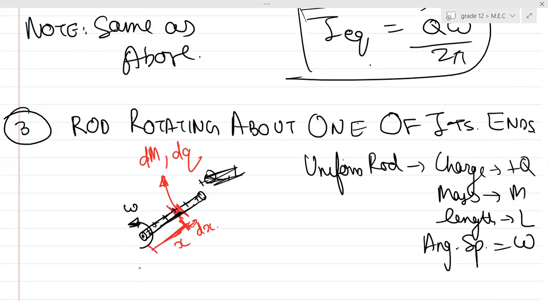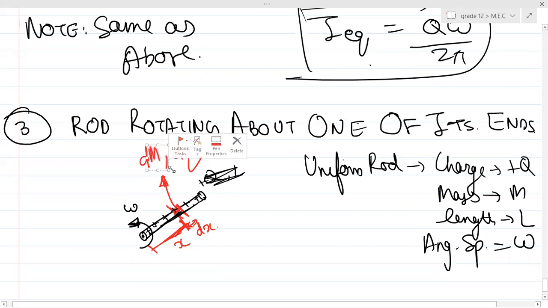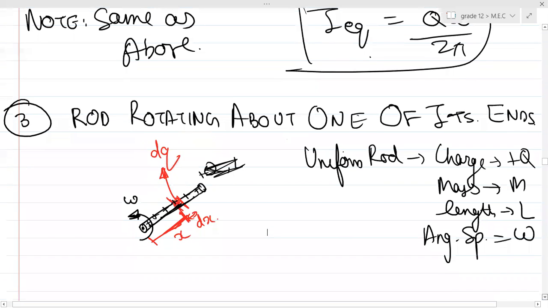Yes, sir. Although I don't require that mass and all, I just require the charge because I want to find out the current, right? So let's say this small element has a charge dq. Now, what will be the equivalent current?